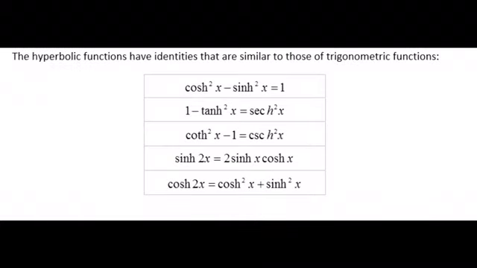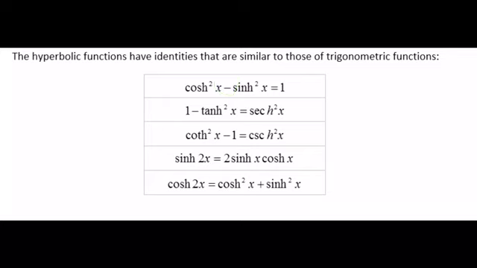Next, we also have identities for hyperbolic functions, which are similar to those of the trigonometric functions. The first one: hyperbolic cosine squared of x minus hyperbolic sine squared of x is equal to 1. Notice its difference with the trigonometric function. In the trigonometric function, the sign here is positive, while in the hyperbolic functions, it's minus hyperbolic sine squared x.